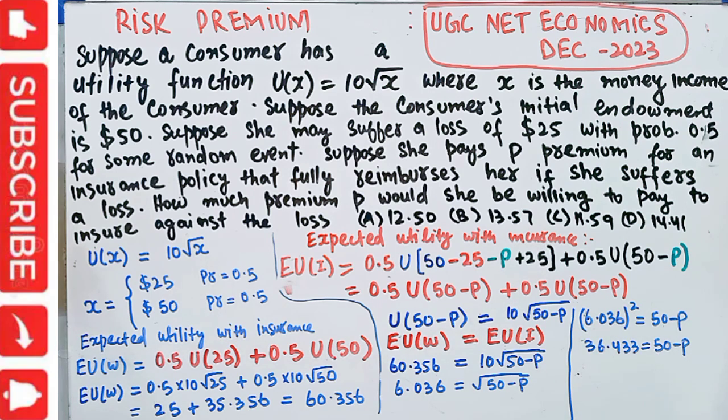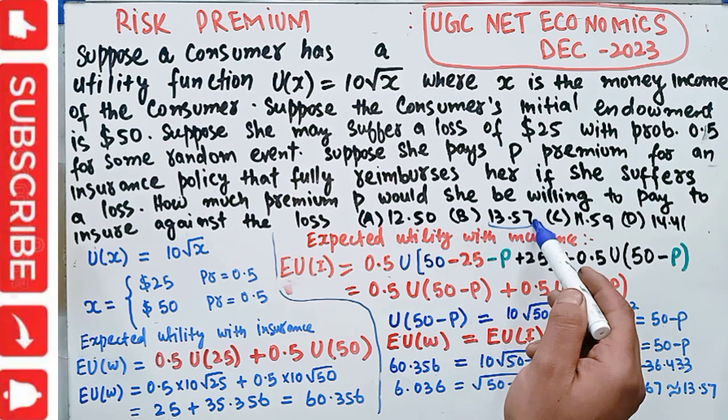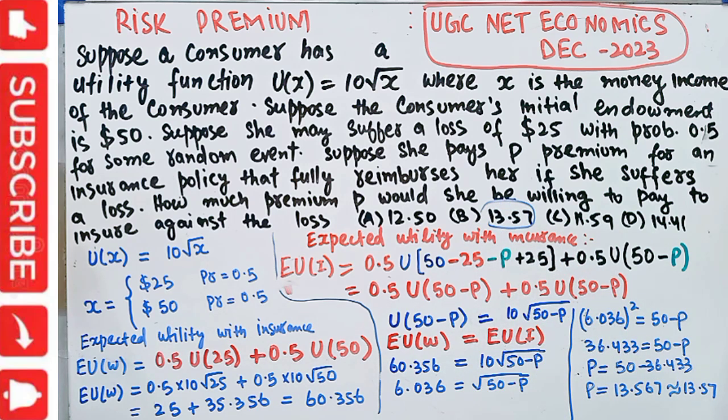Solving for P, transposing this P here, we have 50 minus 36.433. That means we will get the risk premium of 13.567, which is equal to 13.57. So the correct option should be option B. I hope I made myself clear in this video. Thank you.